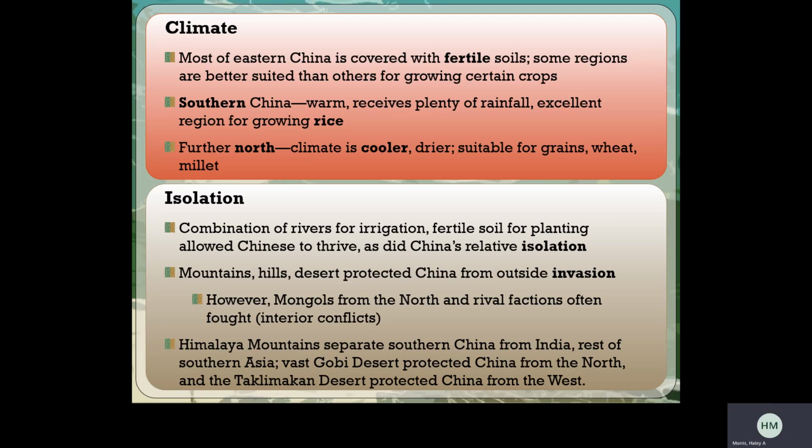Further north, the more northern part of China, the climate is cooler and drier, which makes it more suitable for things like grains and wheat. The combination of rivers for irrigation along with fertile soil for planting allowed China to thrive, as did China's relative isolation.